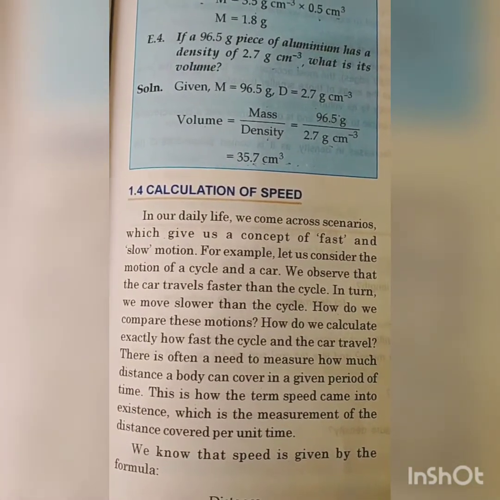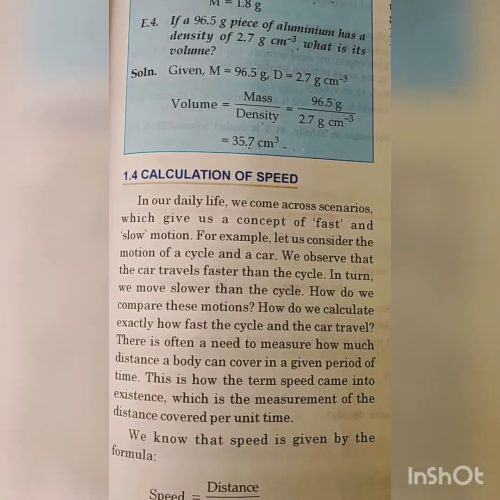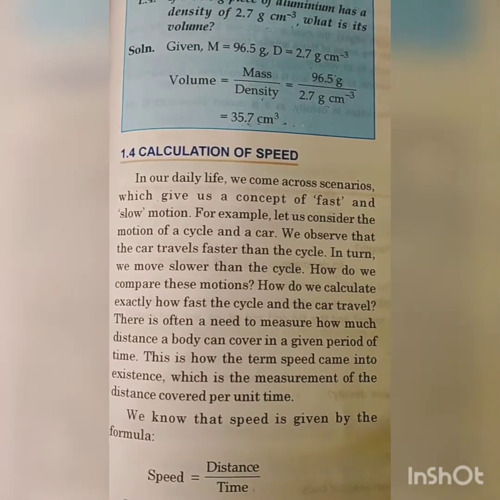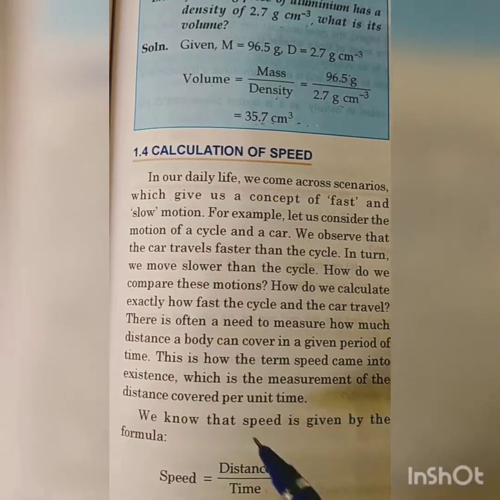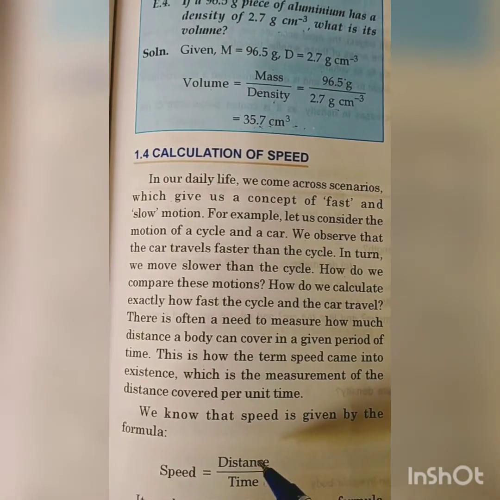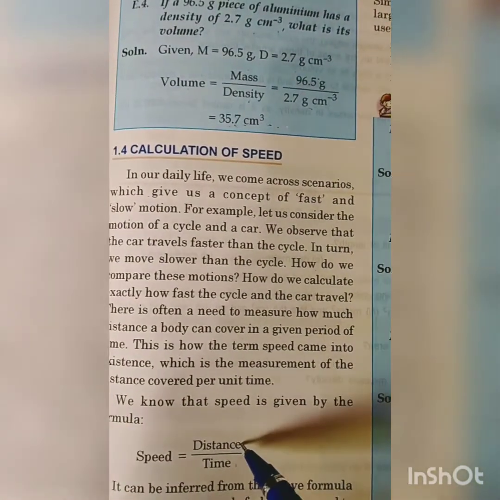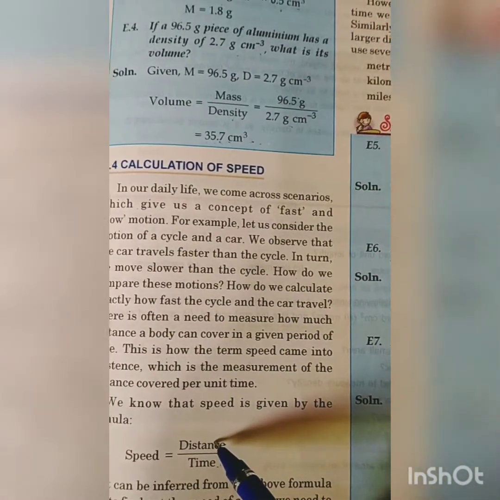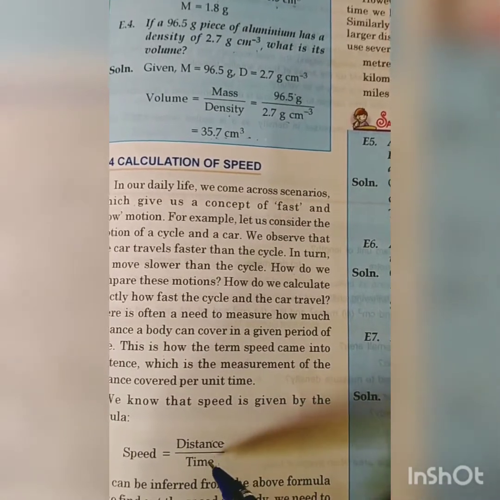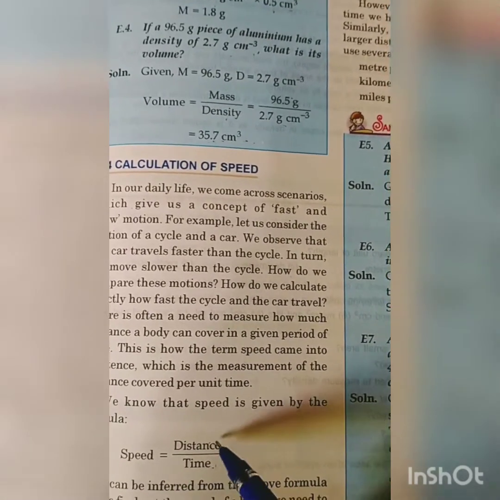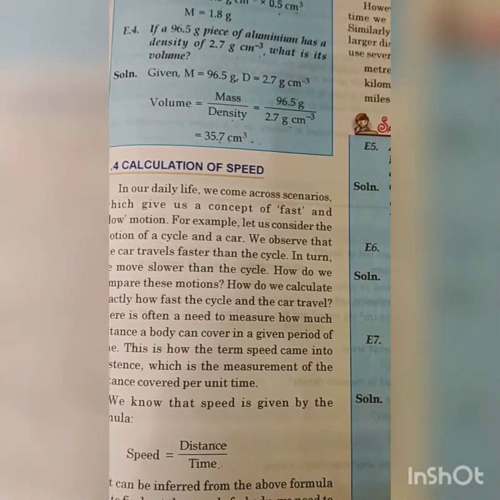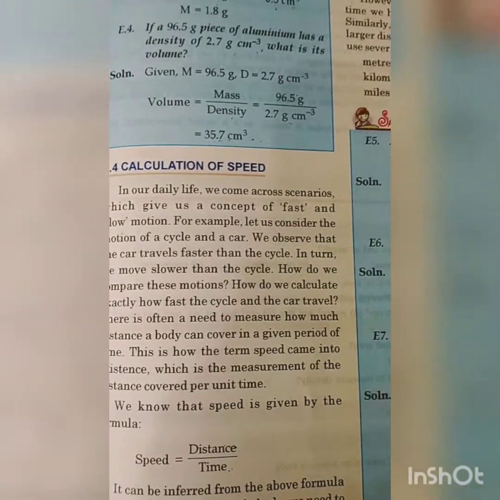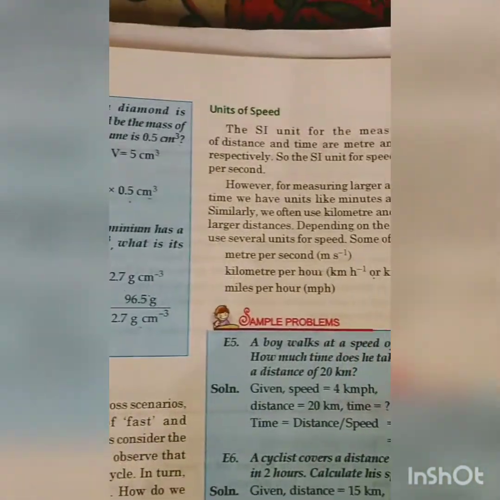Okay, and you have already studied in class 6 also the formula of speed. To calculate speed, we need to know the distance covered and the time taken. And when you divide the distance covered by the time taken, you get the speed. So this is the formula of speed, and that's how we can calculate.